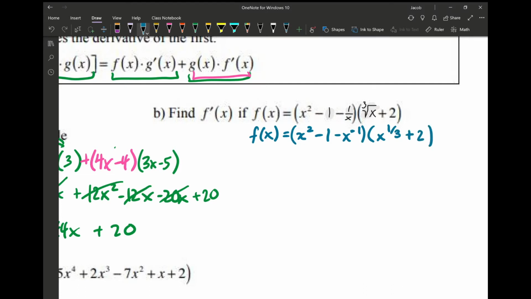Alright, so now we're ready to use the product rule. And I'm going to set this up so you can see it, and I'll simplify quickly after that. So setting this up is going to go like this. We've got the original function x squared minus 1 minus x to the negative 1 times the derivative of this pink function. So let me denote those real quick, which is going to be 1/3 x to the negative 2/3, because I subtract 1 from 1/3. There we go, and then we'll add.